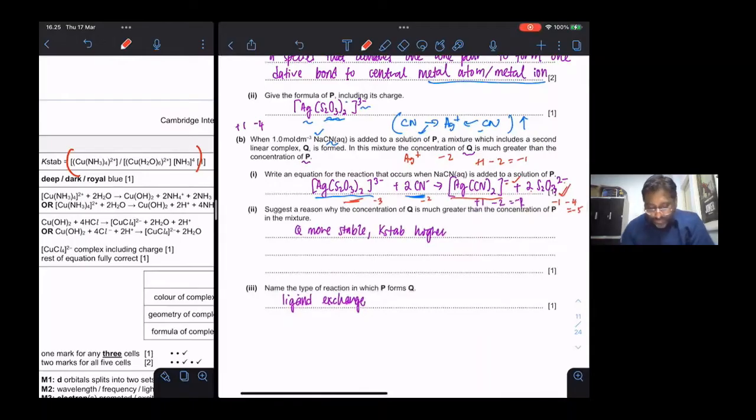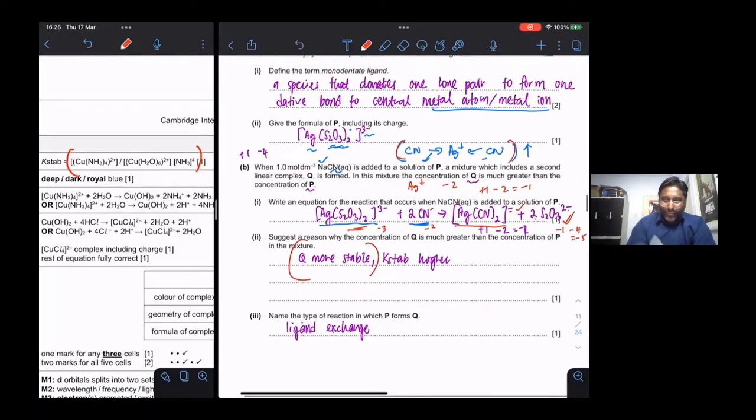Now, suggest a reason why the concentration of Q is much greater than the concentration of P. Q, which is with the CN, is more stable. So they prefer to form this compared to the one with S2O3. It means that the CN ligand is a better ligand, but we don't say that. We just say that the complex, which is the Q complex, is more stable. Why is it more stable?